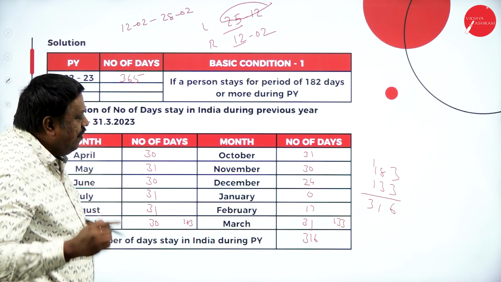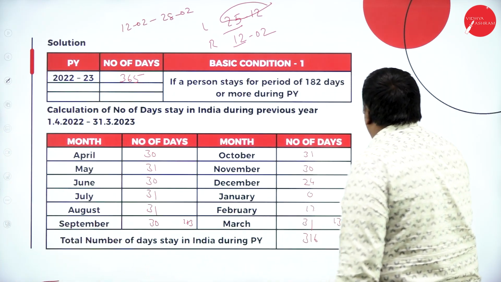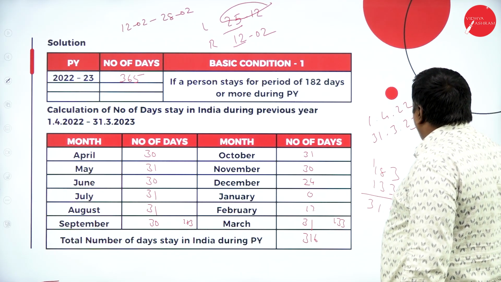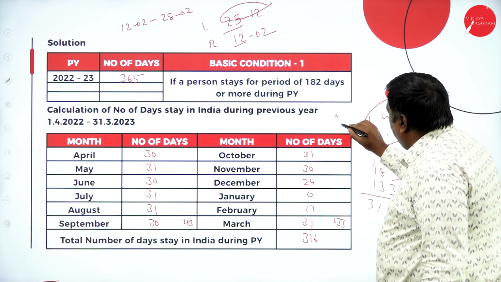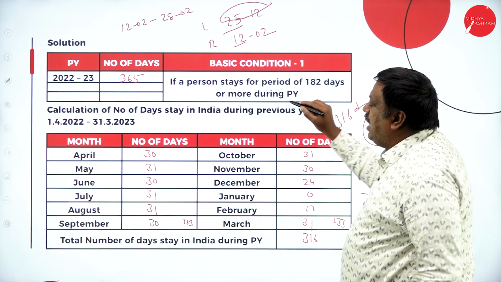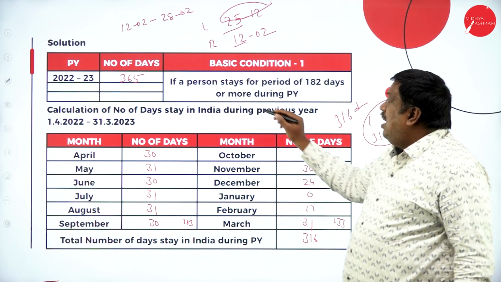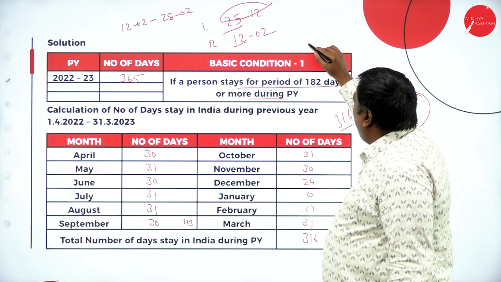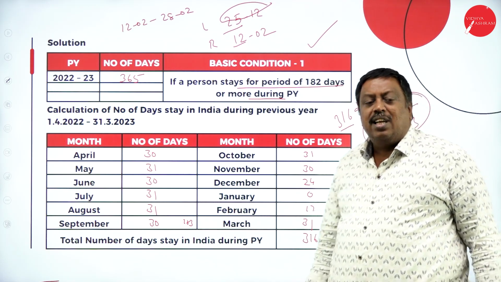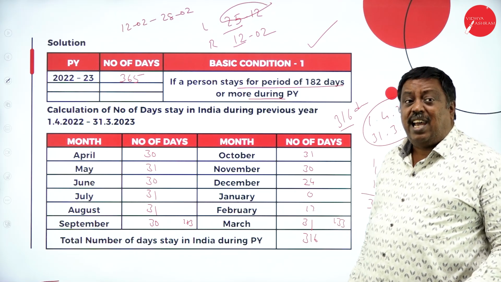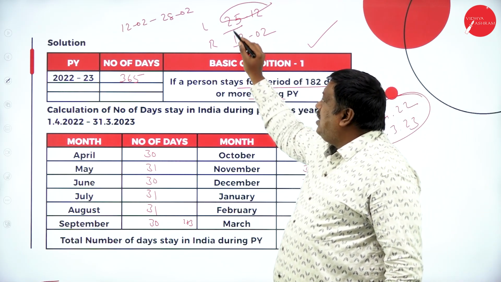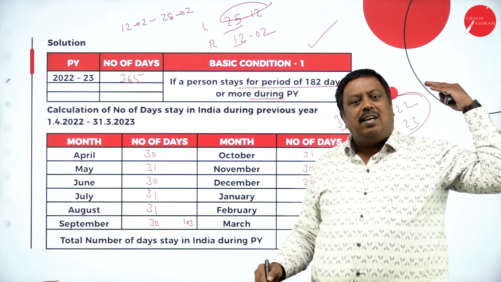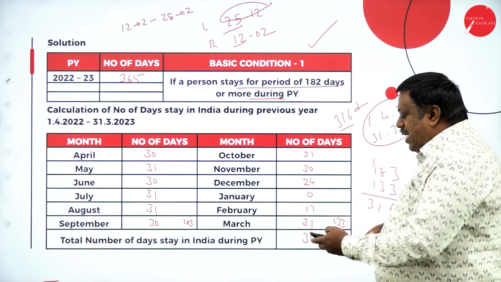So during previous year, that is from 1st April 2022 to 31st March 2023, my stay in India was 316 days. So what is the basic condition we had? I should be in India for 180 days or more. So I'm satisfied my first basic condition. And when I left India for the first time, I left India on 25th December. It indicates that I was in India in the preceding previous years.